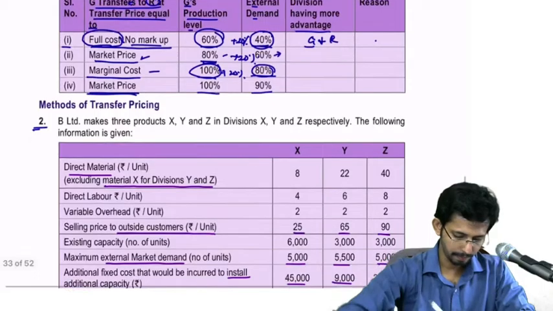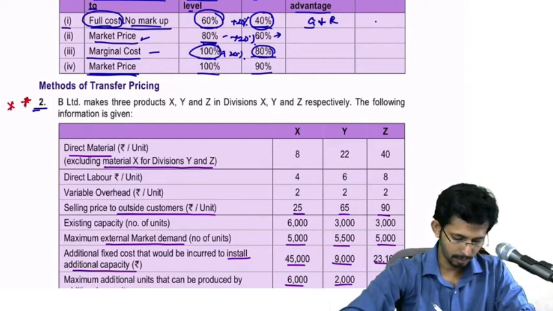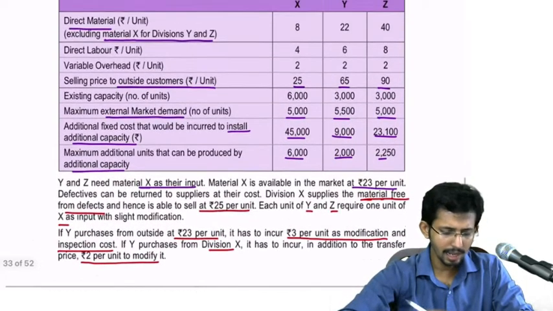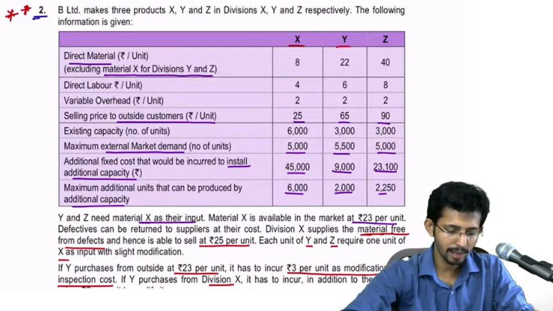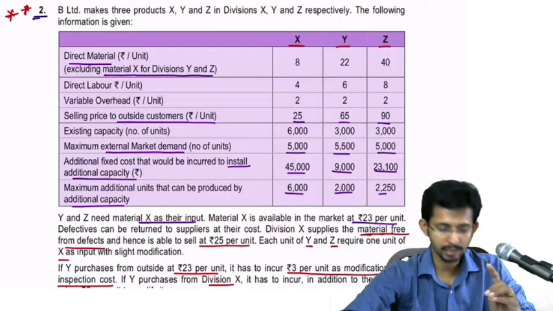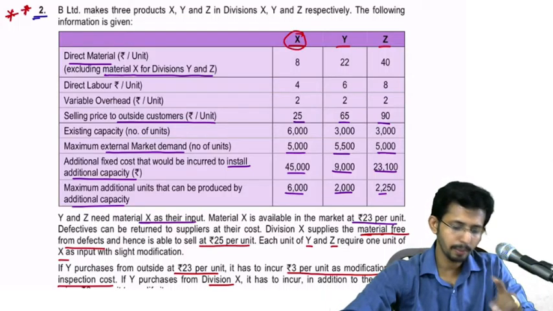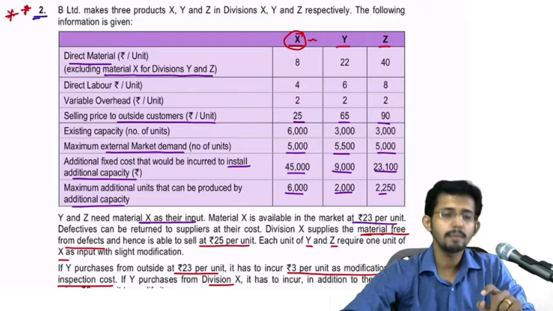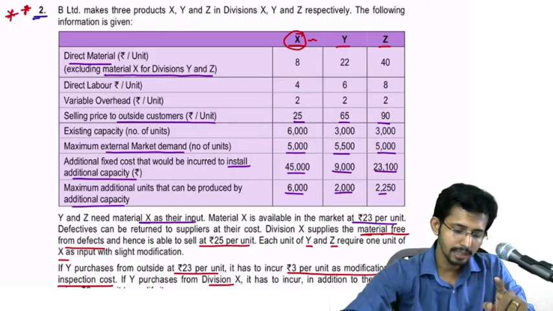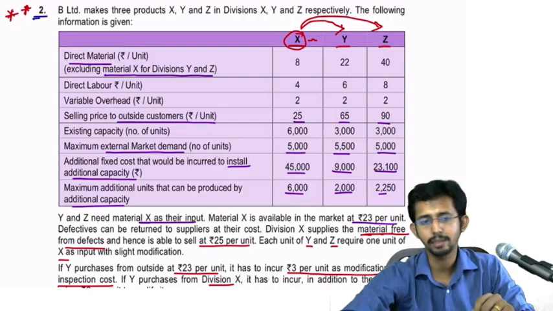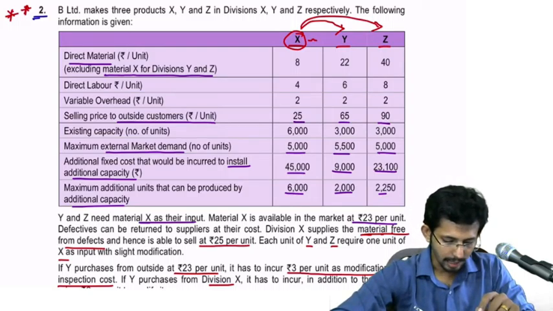Very important problem. Now what is happening here? Till this you have understood. There are 3 divisions, X, Y and Z, and these divisions produce product X, product Y and product Z respectively, and all these 3 products can be sold in the external market. In addition to that, the product X manufactured by division X is required by both division Y and division Z. Now there are capacity constraints.